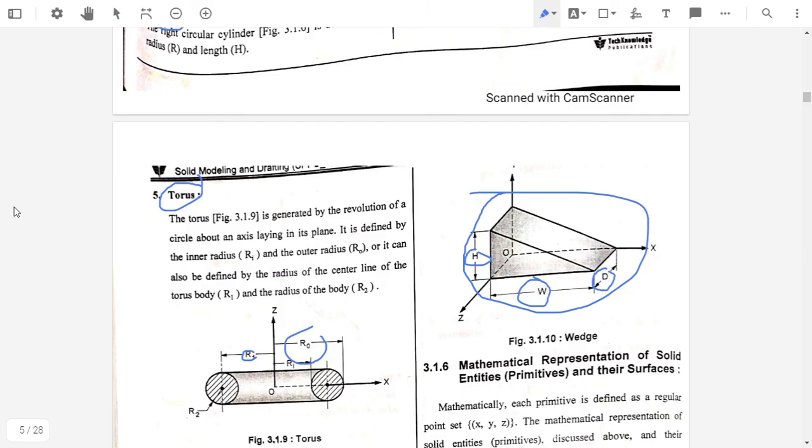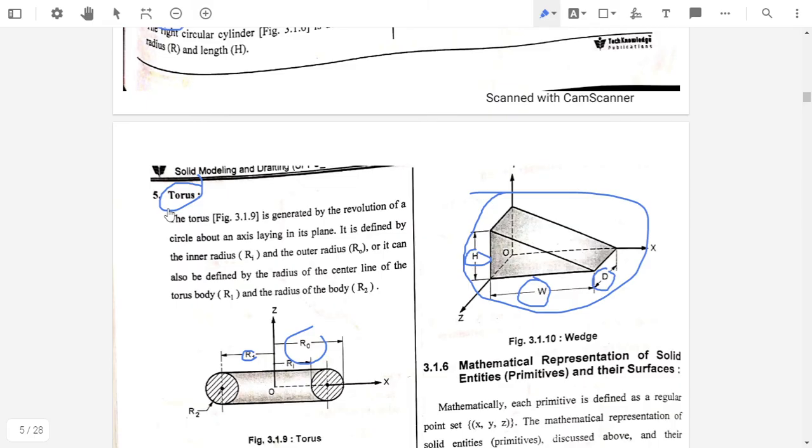So these are some primitives or solid entities which are present in a software. What is meant by primitives? Primitives are the basic three-dimensional shapes that are already present in a software. Okay, so this is all related to the primitives.